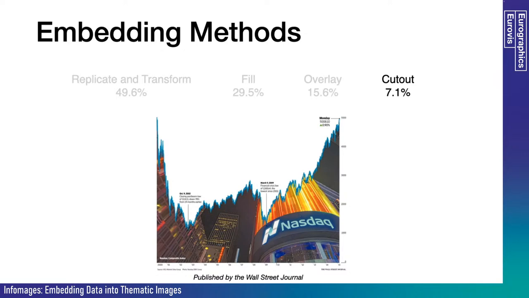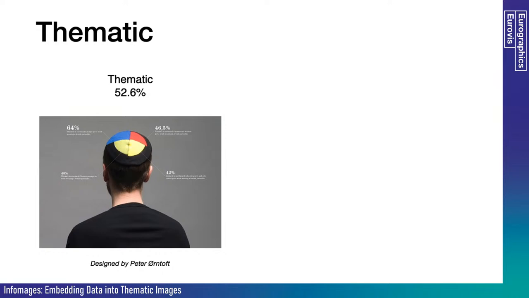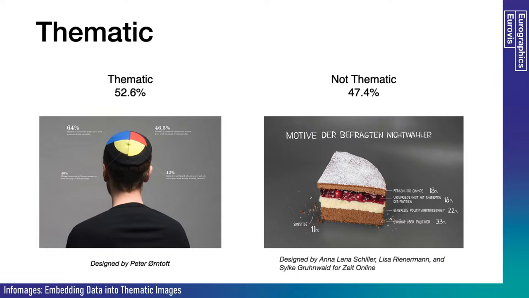Finally, we examined if the graphics we collected contained thematic backgrounds. 52.6% of the graphics used thematic backgrounds. For example, this graphic is thematic since it shows the data about the perception of religious symbols at the workplace. On the other hand, 47.4% of the graphics did not use thematic backgrounds. For example, here a piece of cake is used to show data about the reasons for not casting a vote in an election.